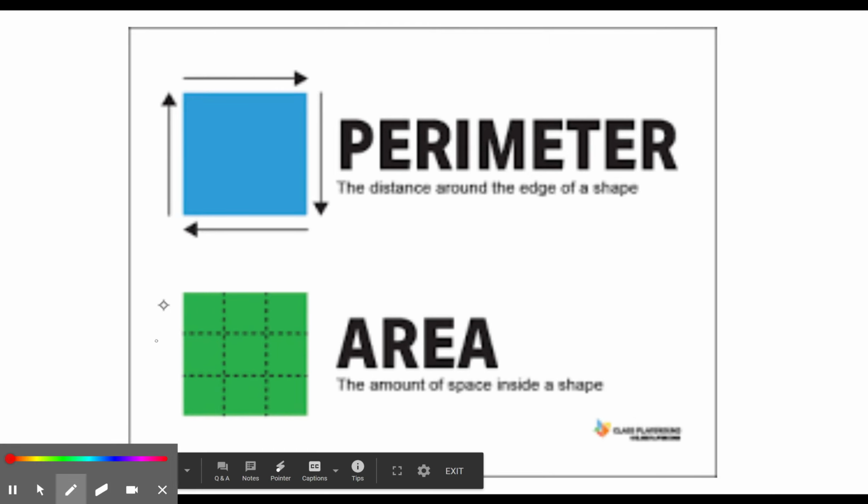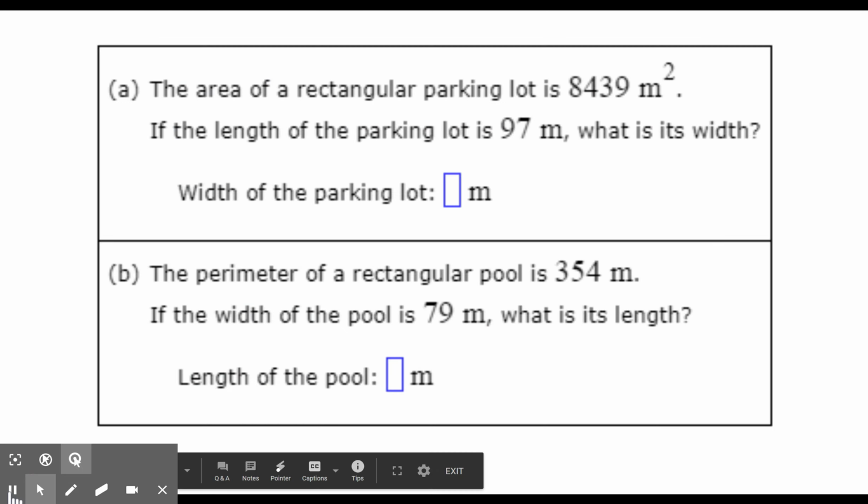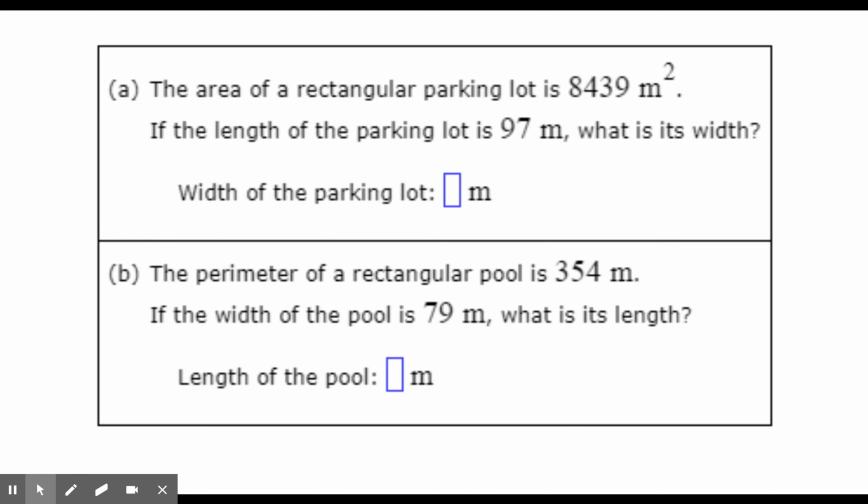So if I were to outline what this looks like, the perimeter is the distance all the way around the square, and the area is all of the space inside of the square. And that is the basic principle of the difference between area and perimeter. So we're going to be looking at two types of problems, some with area and some with perimeter. Here's an example of two sets.